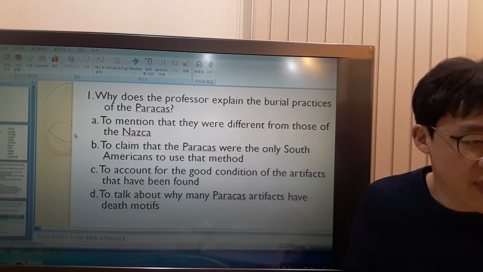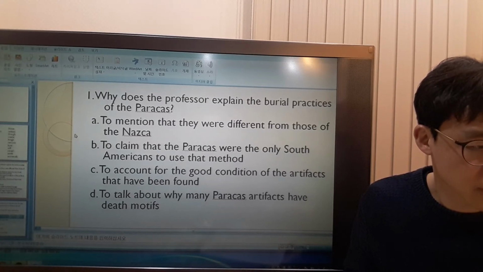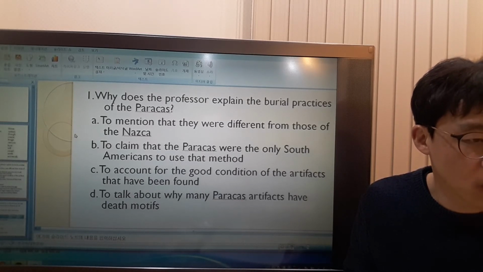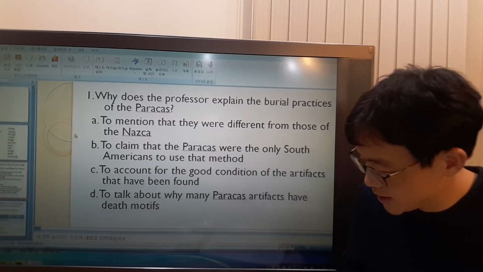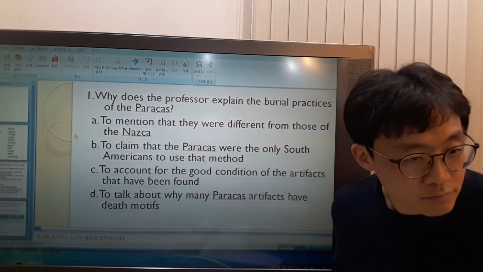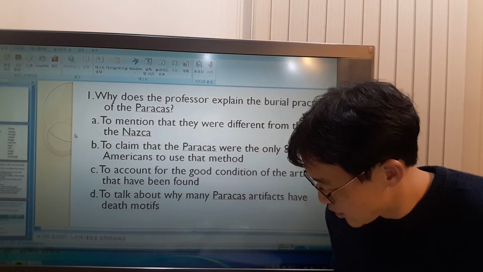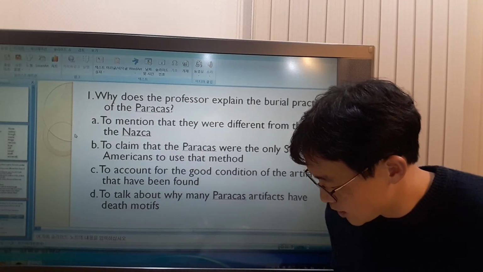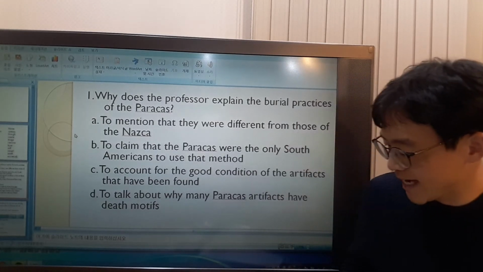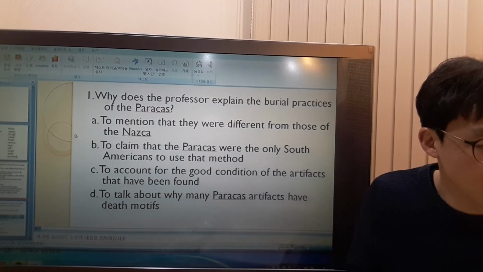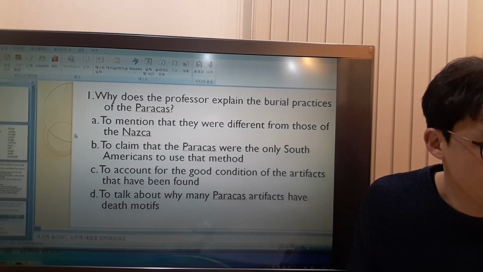A. To mention that they were different from those of the Nazca. As a matter of fact, they weren't different, right? What did they say? Nazca also wrapped their dead in textiles and buried them in the desert. We have several examples of Nazca textiles to examine today. That is why we have it, okay? So A is not the answer.